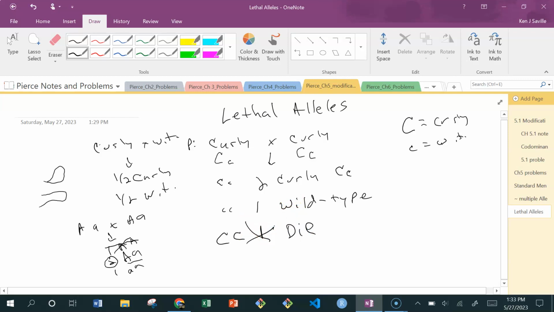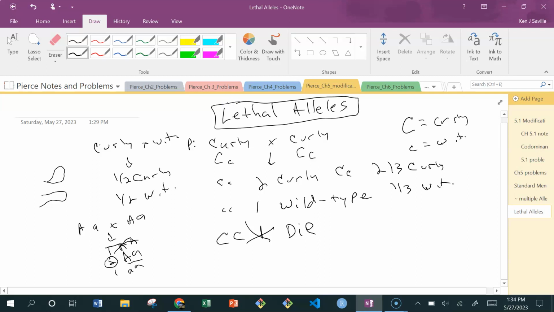So if we do this cross and we just count the flies that we see, we'll get 2/3 curly and 1/3 wild type. And that's a classic example of a lethal allele. If you see a 2 to 1 ratio, it's a modified 1 to 2 to 1 ratio, and it's called a lethal allele. So that was the other example there.